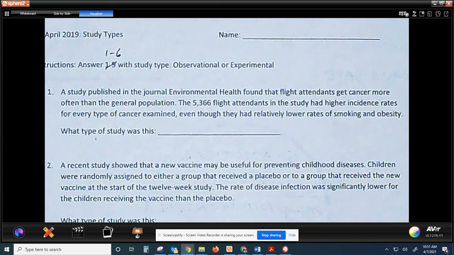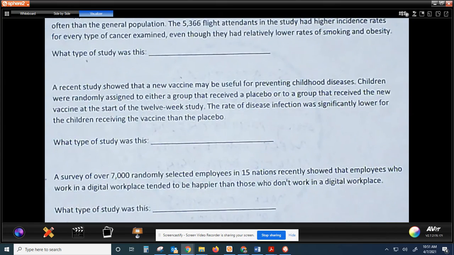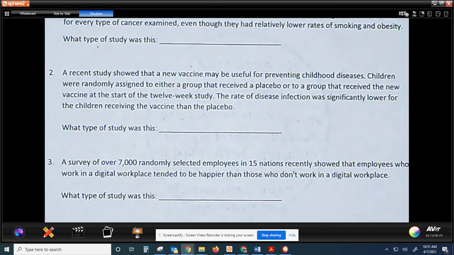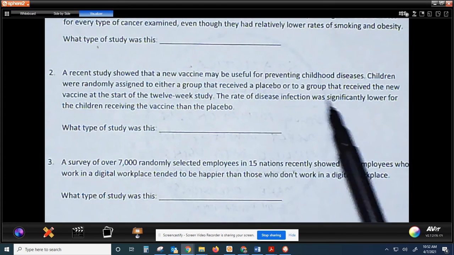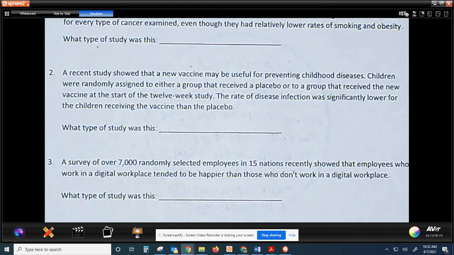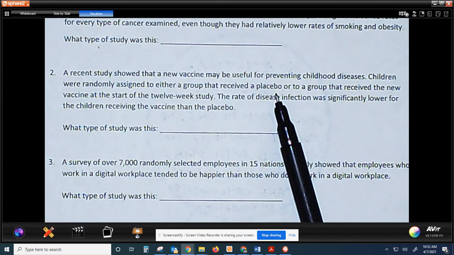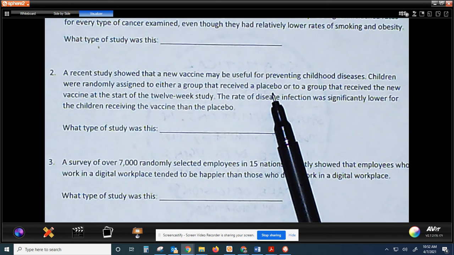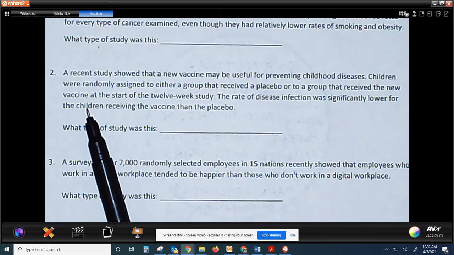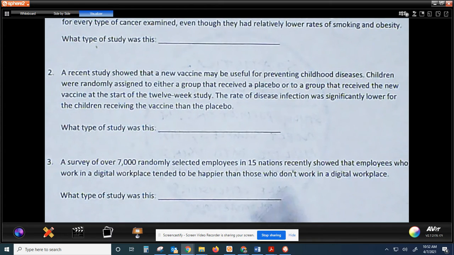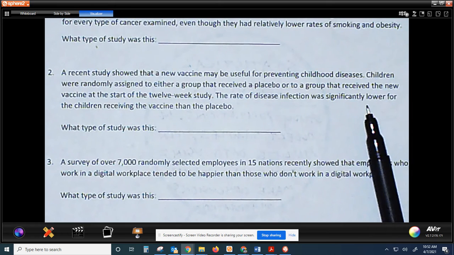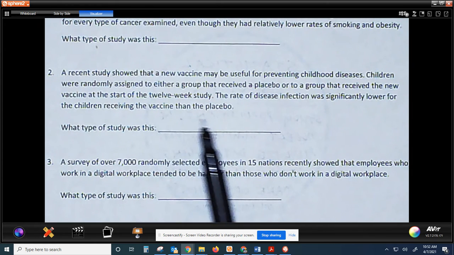All right, let me pick around here. I like number 2. Let's look at number 2. Let me read it to you. A recent study showed that a new vaccine may be useful for preventing childhood diseases. Children were randomly assigned to either a group that received a placebo, which is a sugar pill and not a medicine, or to a group that received the new vaccine at the start of the 12-week study. A rate of disease infection was significantly lower for the children receiving the vaccine than the placebo.